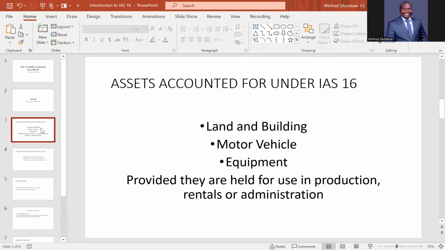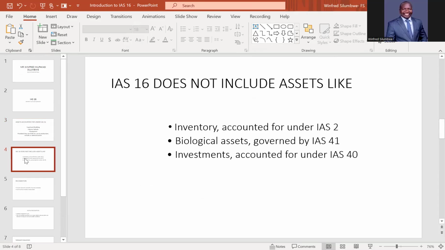If you have office equipment that you're using for photocopying, to do administration, which is not for lease, those assets are accounted for under IAS 16. Very, very important. Secondly, we are saying IAS 16, property, plant, and equipment, does not include inventory, like I've said. Inventory are those assets which are held for sale. It does not include biological assets, which are governed under IAS 41.